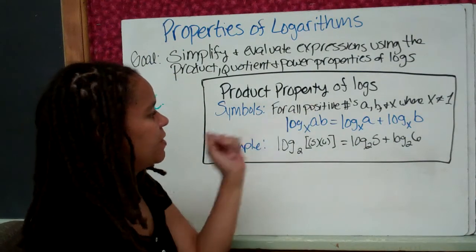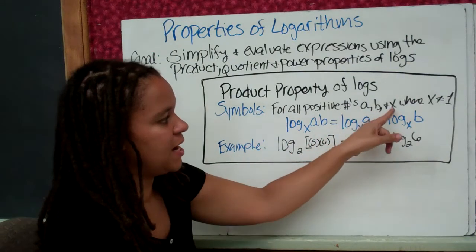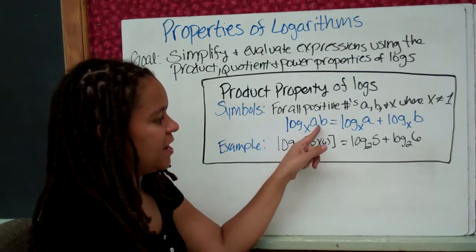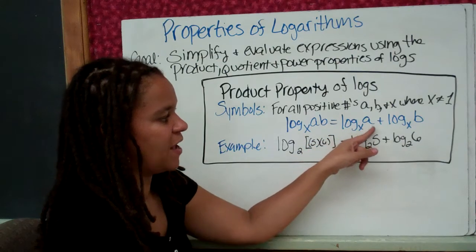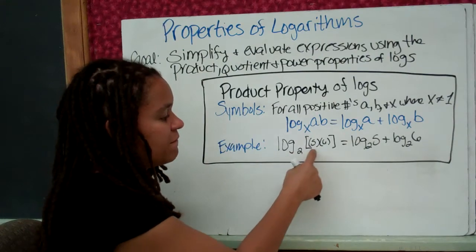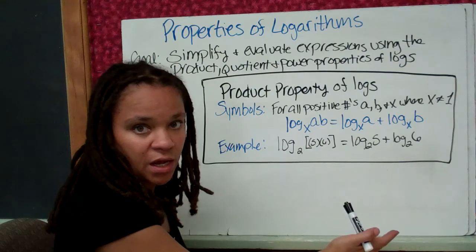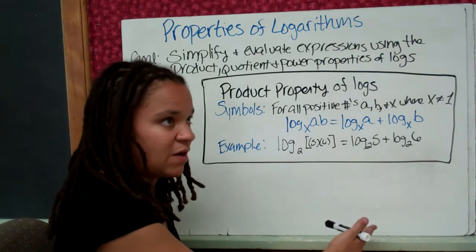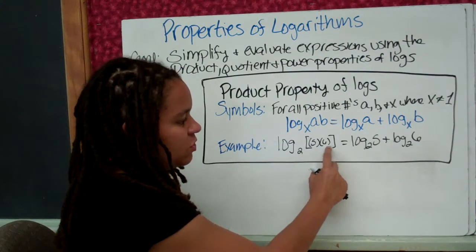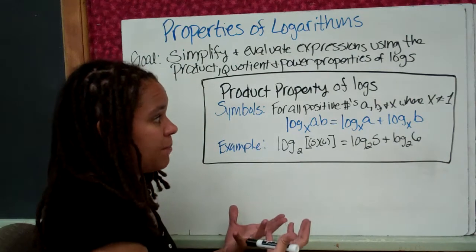Starting here with the product property of logs, symbol-wise: for all positive numbers a, b, and x, where x is not equal to 1, log base x of a times b is equal to log base x of a plus log base x of b. So, for example, if you had log base 2 of 5 times 6, and notice it may not be written here as 5 times 6, it may be written as 30. It's just up to you to understand that that's the same as 5 times 6, or the same as 10 times 3. So log base 2 of 5 times 6 would turn into log base 2 of 5 plus log base 2 of 6. That's the property that we can use.